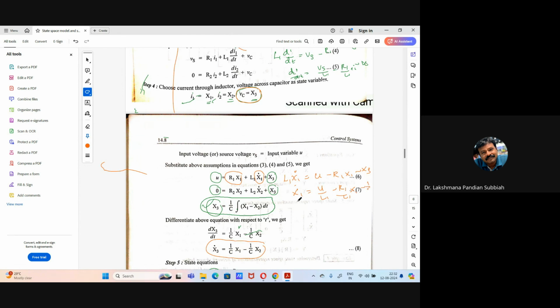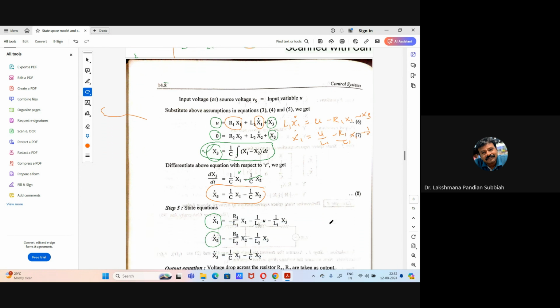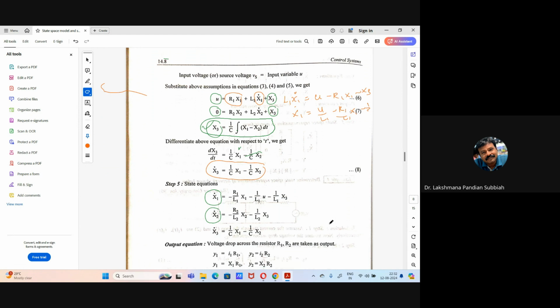Similarly, the other equation you also have to take in that form, with x1 dot and x2 dot on the left-hand side. Now we get the equations x1 dot, x2 dot, x3 dot. So x1 dot has u by L1, then minus R1 by L1 x1, and then minus 1 by L1 x3.